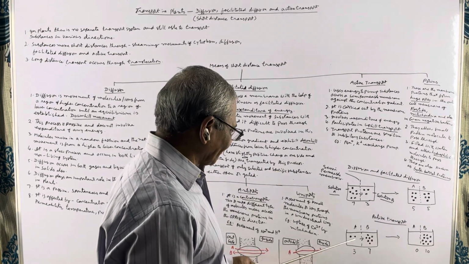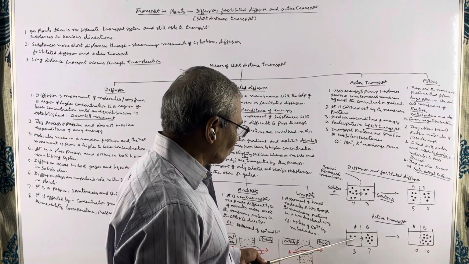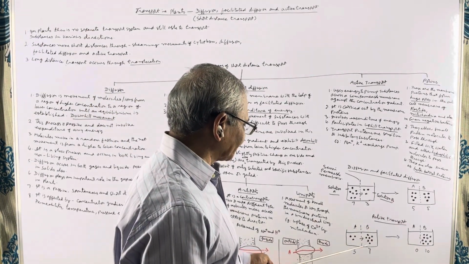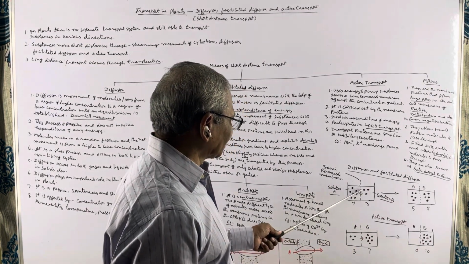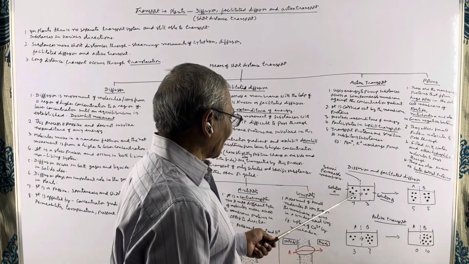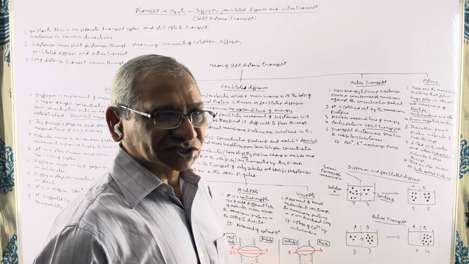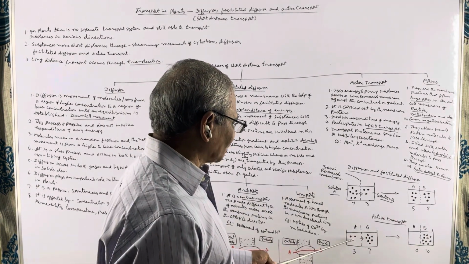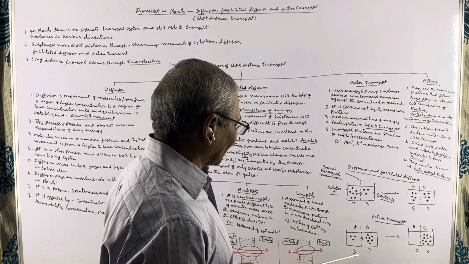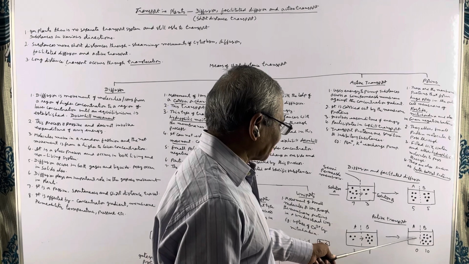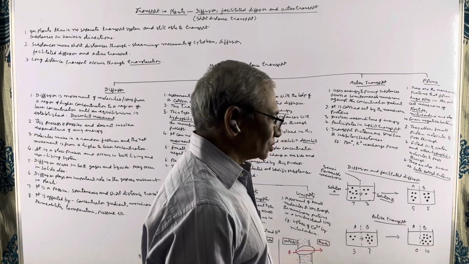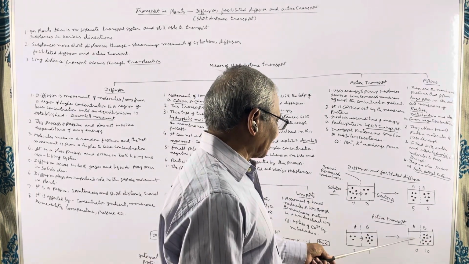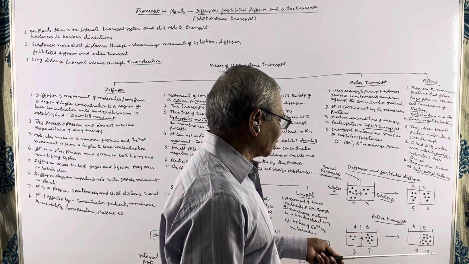In the case of active transport, what happens? The molecules move against the concentration gradient. That is, they move from chamber A to chamber B. In the case of diffusion and facilitated diffusion, the ions or molecules move from higher concentration to lower concentration. But here, the molecules or ions are moving from lower concentration to higher concentration. As a result, all the three molecules present in chamber A are transported into chamber B by using energy. In this way, chamber A becomes empty and all the molecules have been pumped into chamber B.